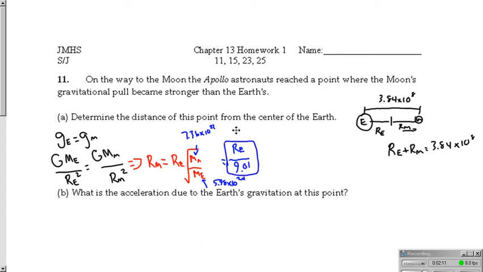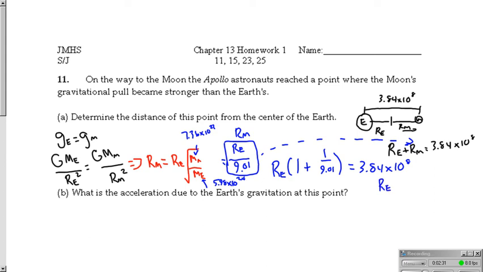Okay, so we have that equal to RM, and now we can take this and plug it in right over here. So we end up getting that RE times 1 plus 1 over 9.01 is going to equal 3.84 times 10 to the 8th. So we end up getting that the distance that we are from the Earth, which is a good thing to know since that's what the question is asking, ends up being 3.46 times 10 to the 8th meters.